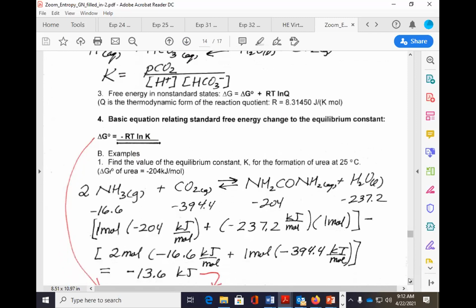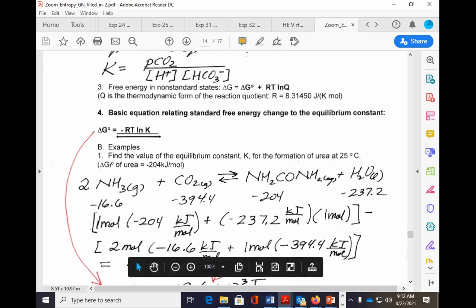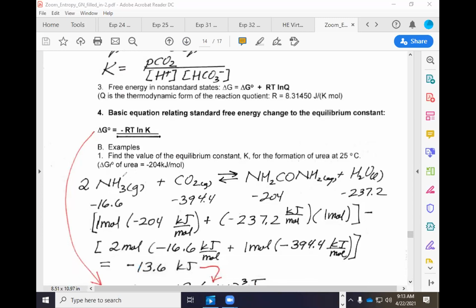And so we're going to start with the balanced equation. So ammonia gas plus carbon dioxide gas in equilibrium with urea, this is urea, and water. We're given the free energies, that's this underneath. So you were given this in the problem, and we're given the free energy for ammonia is here. The free energy for carbon dioxide gas is here. Free energy for urea, free energy for water.